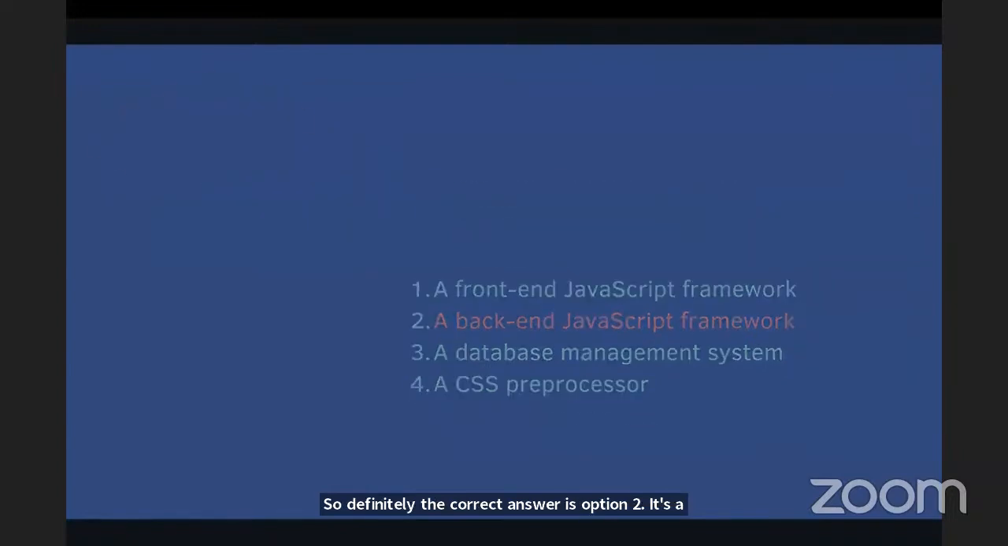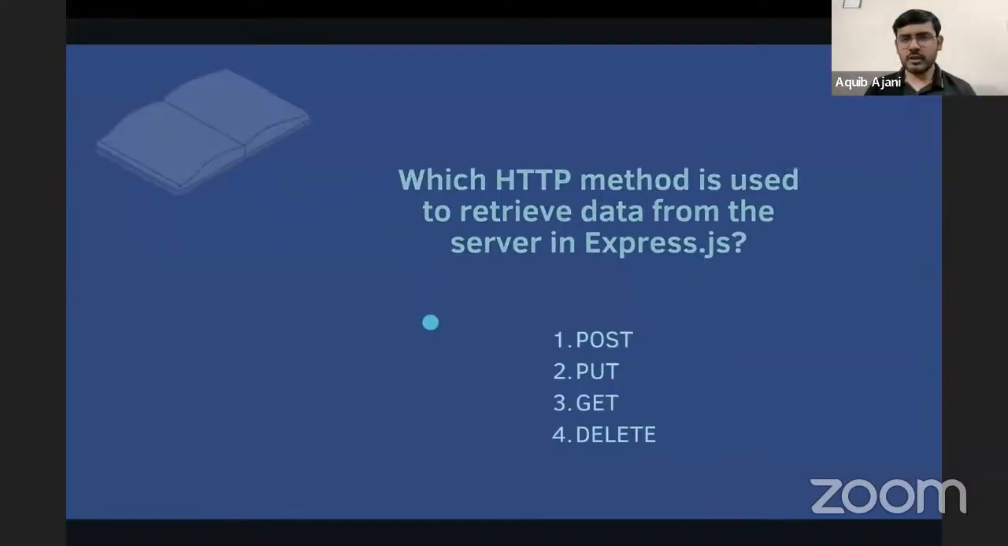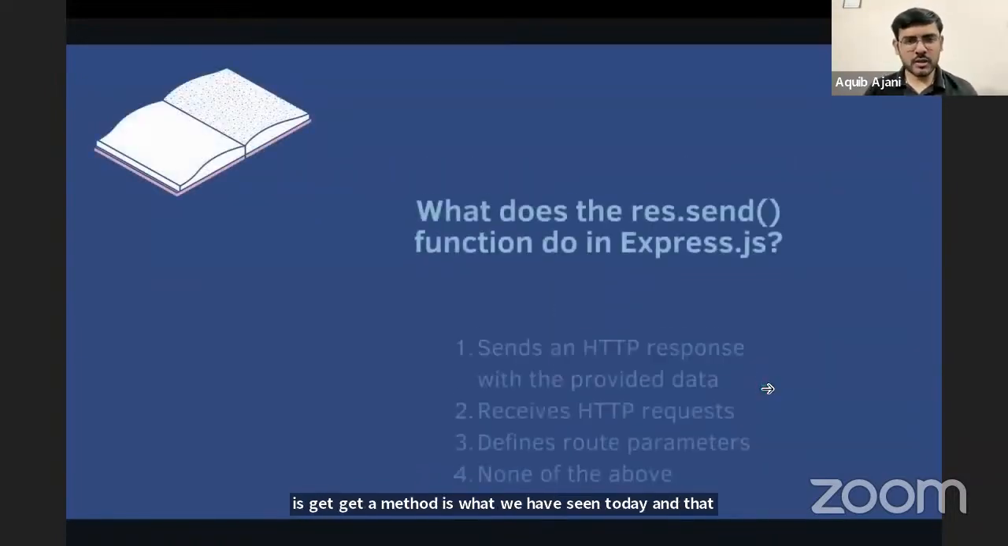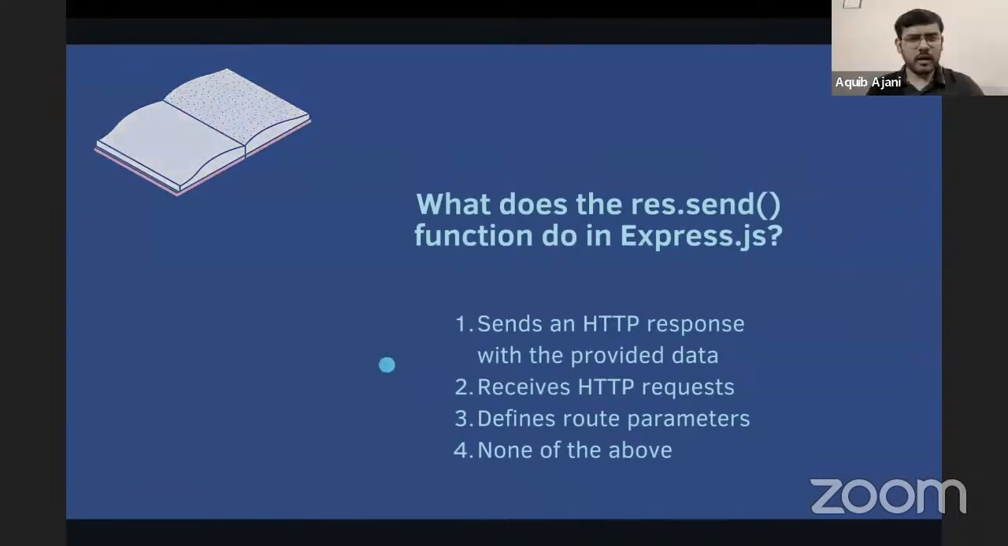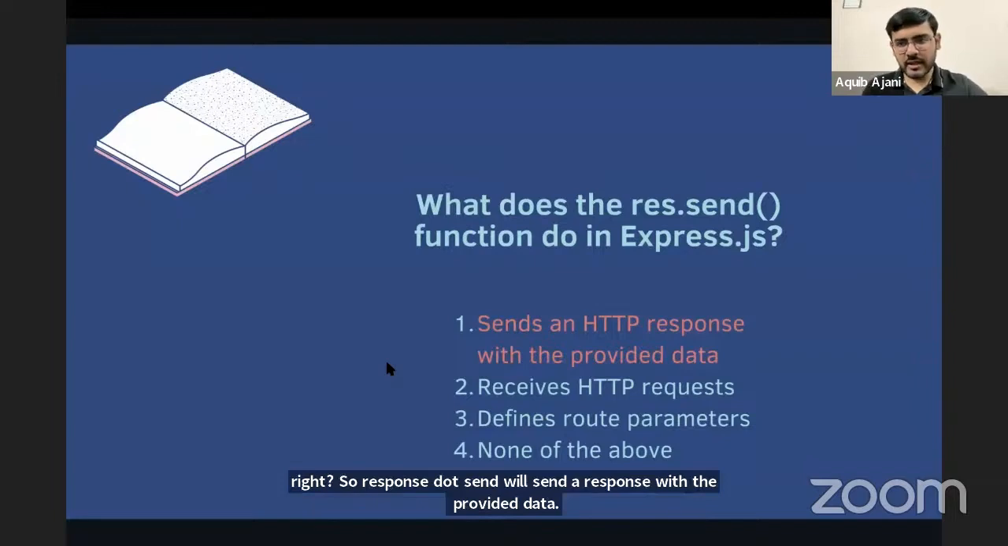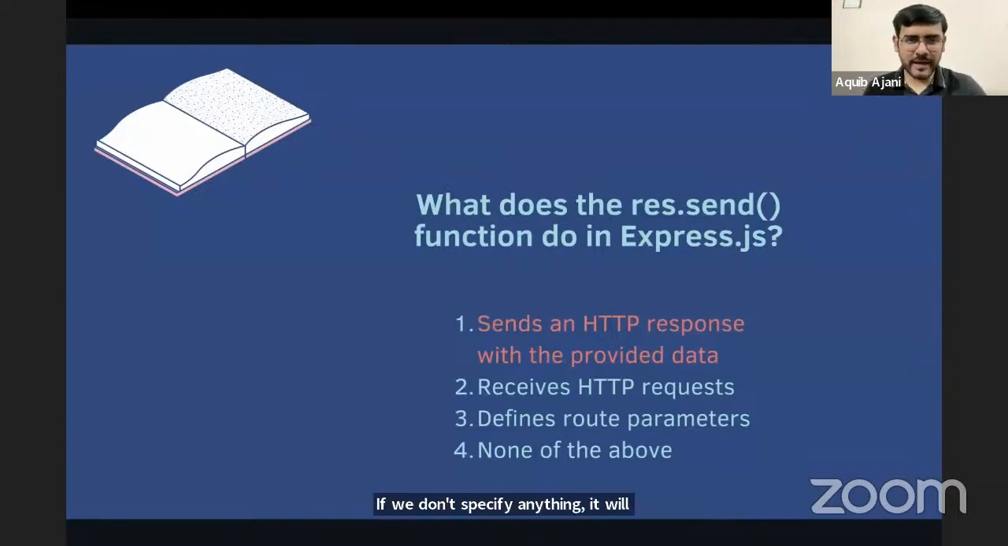Here is the second question. Right. So yes, the correct option here is option 3. That is get. The get method is what we have seen today, and that is what we use as well. Right. Here's the next question. And the final answer to this question is 1. So response.send will send a response with the provided data. If we don't specify anything, it will just send it as HTML data, right? On the other hand, if we use response.json or response.sendFile, then it will send the JSON data or the file accordingly, right?